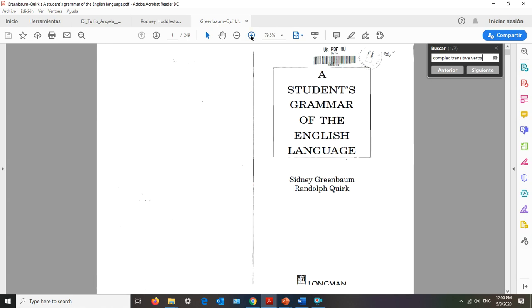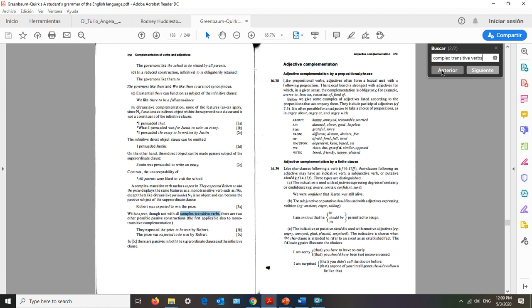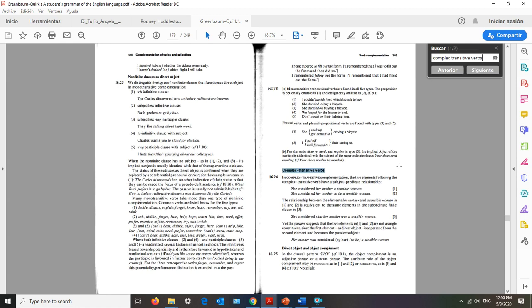If you cannot get it online, there's no urgency here, but when classes return to normal, you can always consult this book when you go to our school's library. But so this is the source and I have acknowledged it. Talking about complex transitive verbs that I have just mentioned in my previous slides, here, this is section 16.24 in the book. This is the original page number 349.